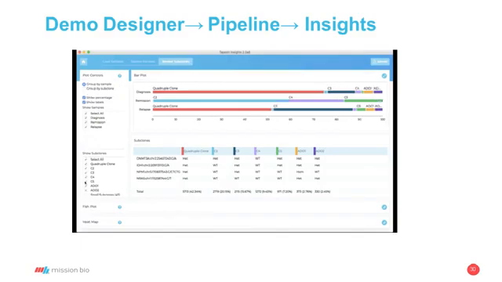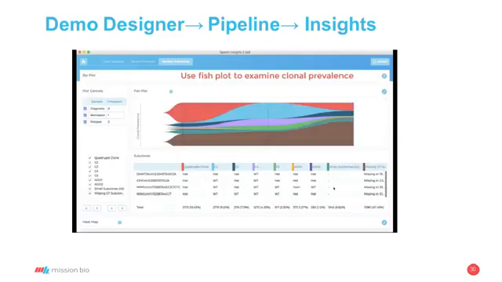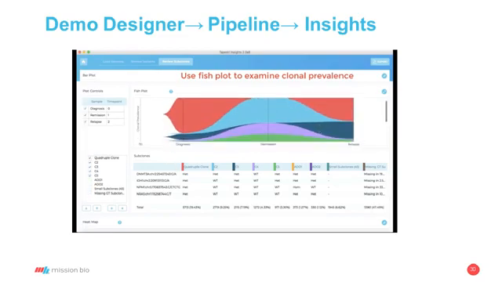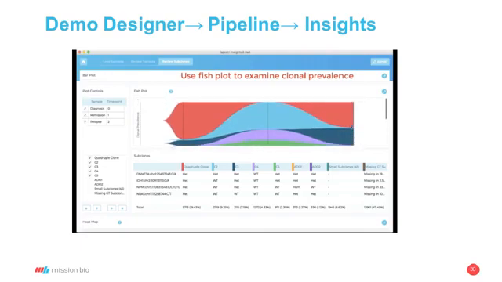Ultimately, this is the thing that most people are going to be interested in, is looking at those subclones over time or over those samples and how they change in relative numbers or absolute numbers. Since we're counting, we can do both.